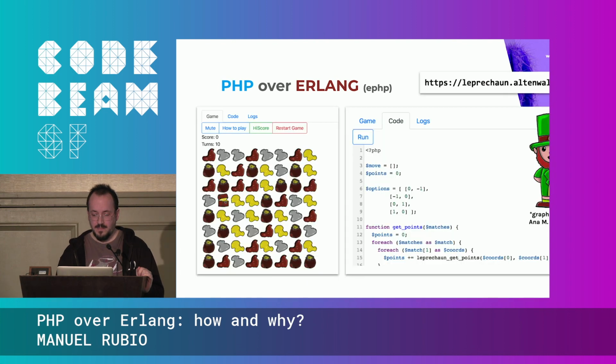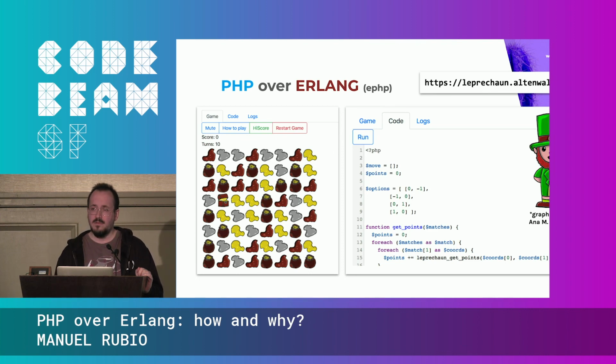So another implementation, I did this game, leprechaun.altenband.com, and I put another variation that is /bot. And instead of playing, you have to develop a specific code in PHP to play. This is working in Elixir. The code is in GitHub if you want to check it.